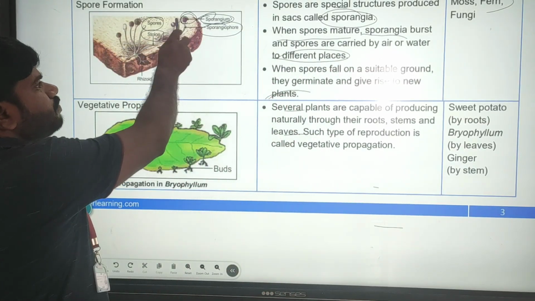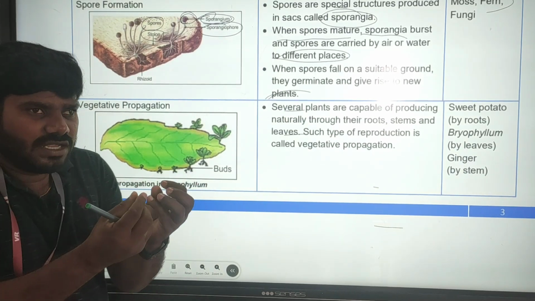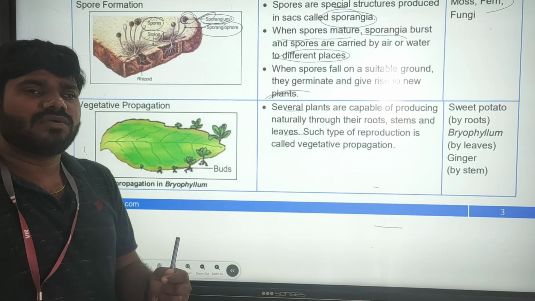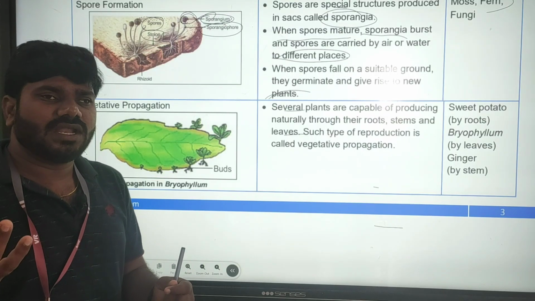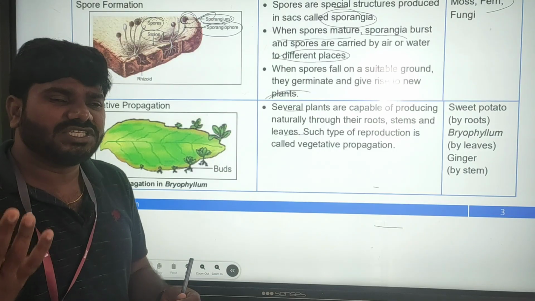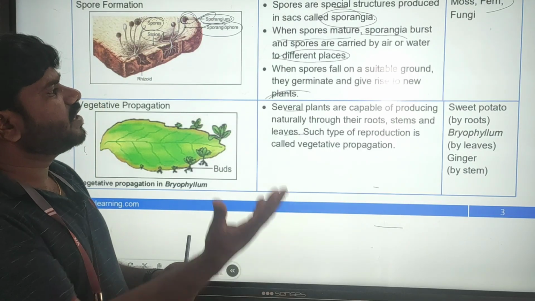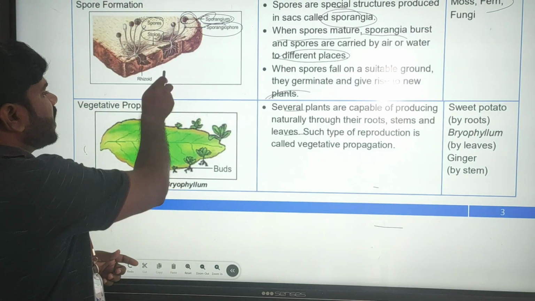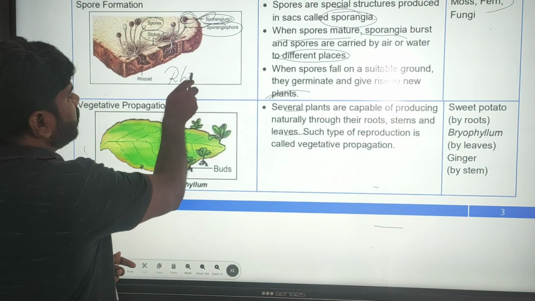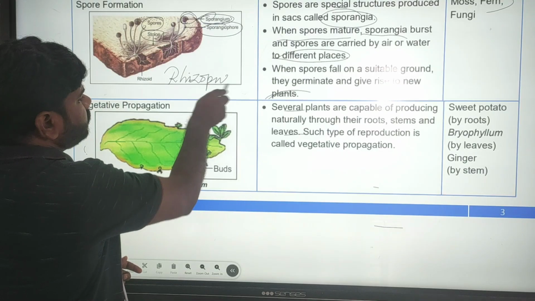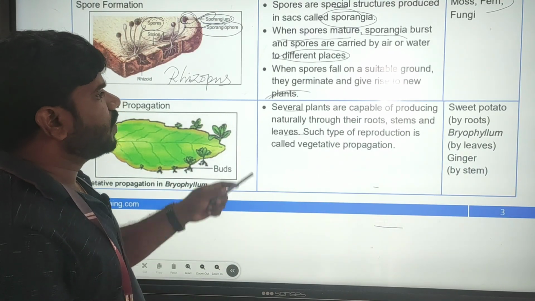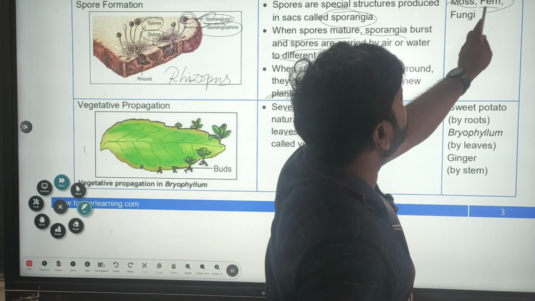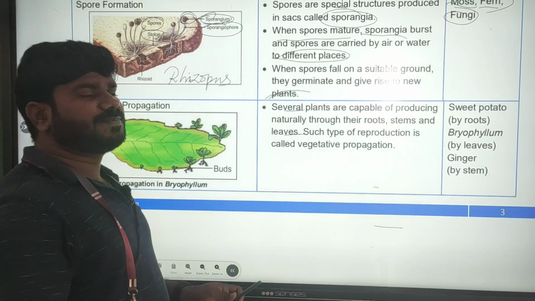The spores are carried from one place to another, and where there is favorable weather and favorable conditions, or a moist place, they will germinate into a new organism, a new Rhizopus. Okay, and we can also see moss and fern and fungi develop through spores.